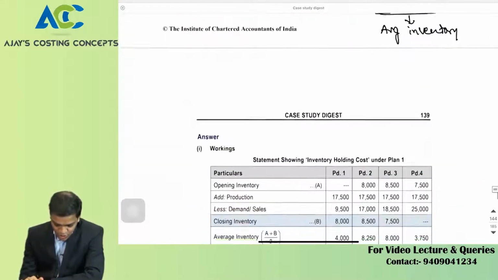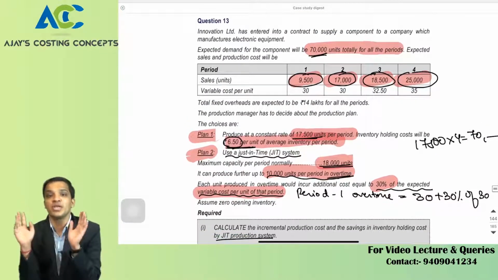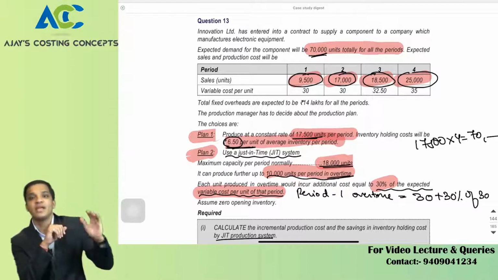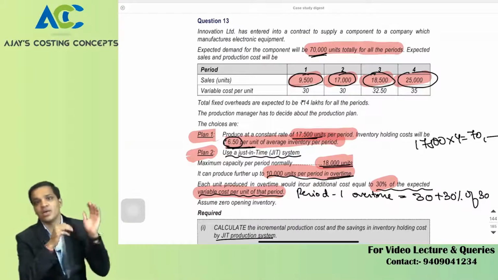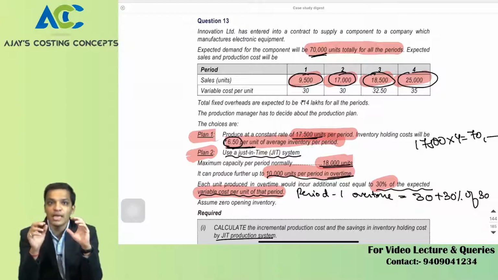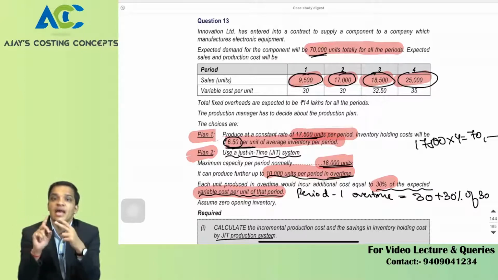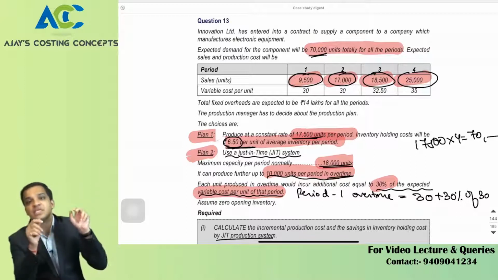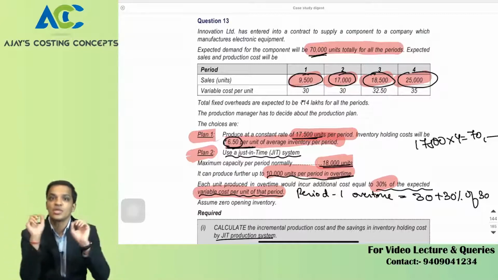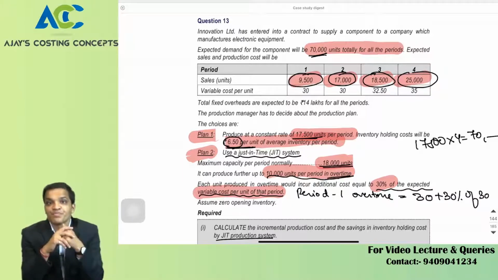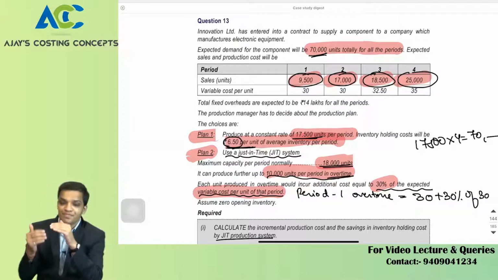Now, coming to the solution. Before I discuss it, there are two ways the solution can be done. It is in your comfort zone, whichever way you find easy to solve the question. Number one is the first approach, which this material has also provided: first you calculate the carrying cost in the current plan, that is plan 1. You calculate the additional cost, the overtime cost, in just in time. Then compare the carrying cost with the overtime cost to see where we are saving. That is solution method 1 for the first step.